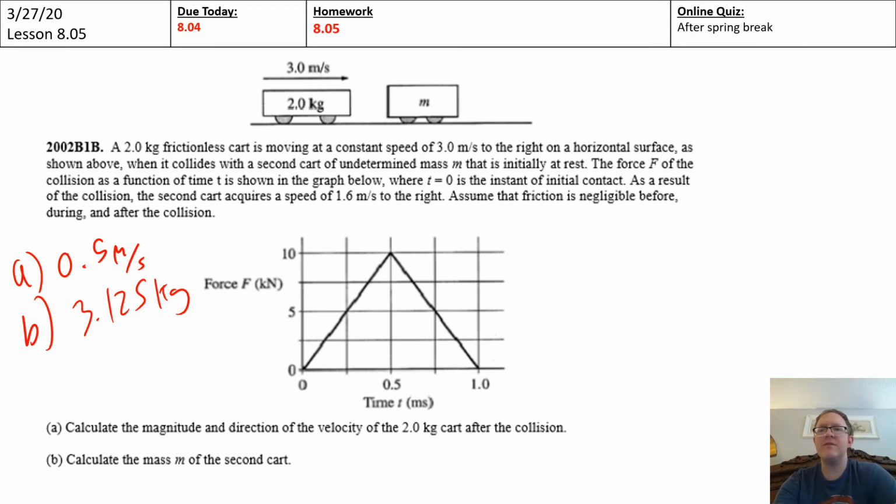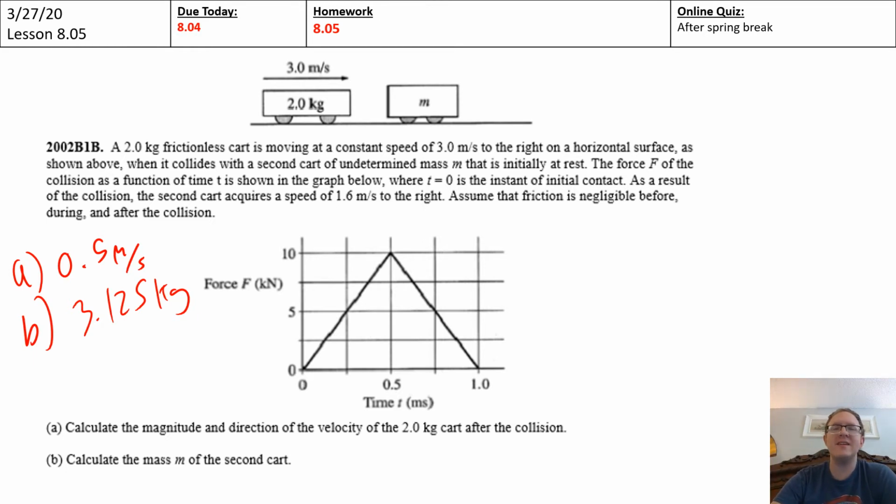This lesson covers a little bit about the lab that you guys did yesterday, or the activity. It talks about elastic and inelastic collisions some more, and introduces a new formula that you haven't seen before. We're starting things off with a collision from an AP test question.